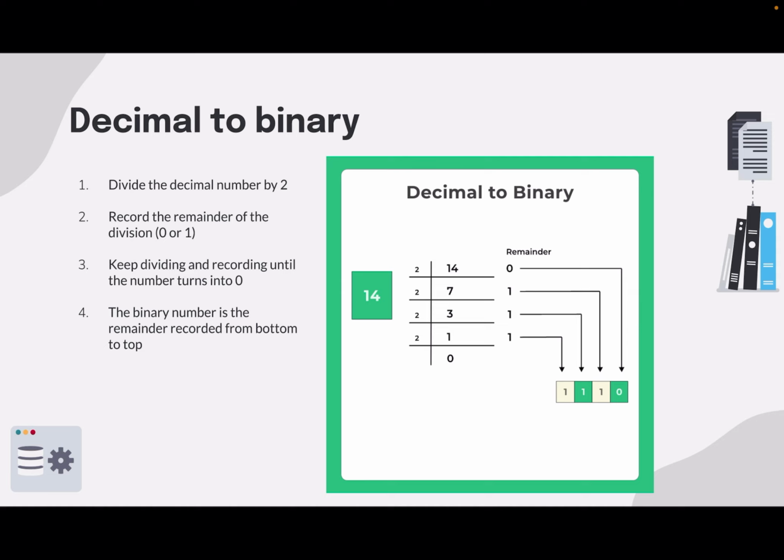For example, the number 14, you first divide it by 2 until it turns into 0. Then you write down the remainders from bottom to top, and you have your converted binary number.